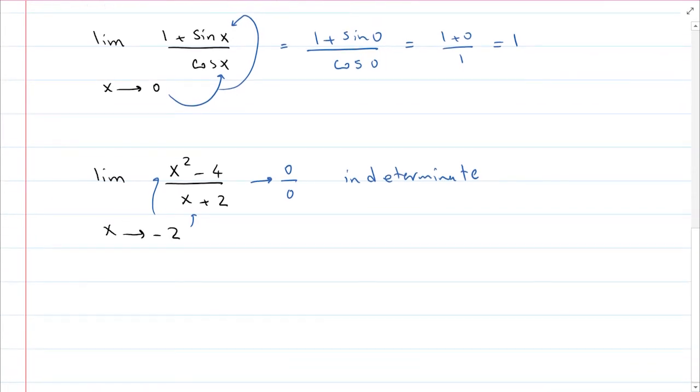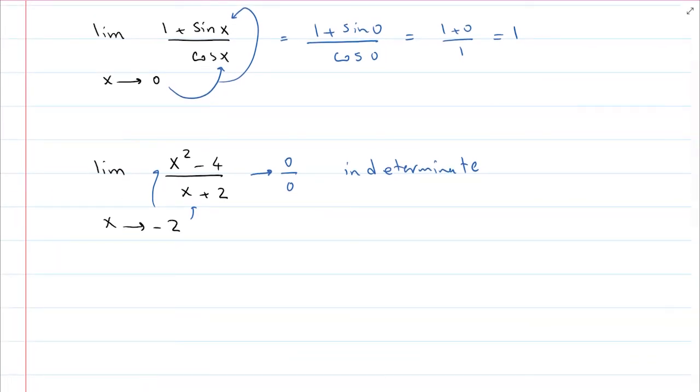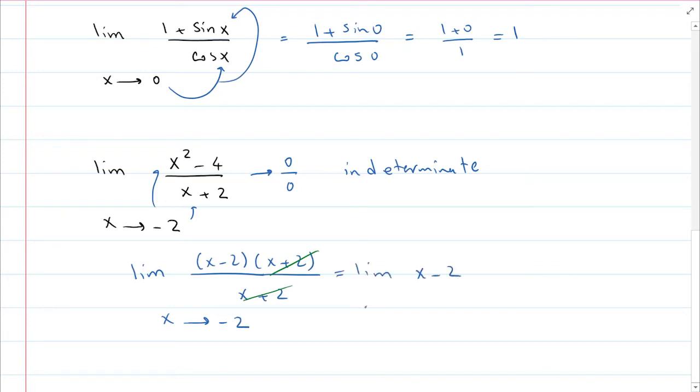The first thing that we usually do when we get 0 over 0 is to try to simplify and cancel. So in this limit, I can factor out the numerator. I get (x minus 2)(x plus 2) over (x plus 2) as x approaches negative 2. You see here that I can cancel out these two terms, and then I get the limit of x minus 2 as x approaches negative 2. This is a new limit whose answer equals the previous limit. So now I just substitute, because that's my first step again, and I get negative 2 minus 2, that is negative 4.